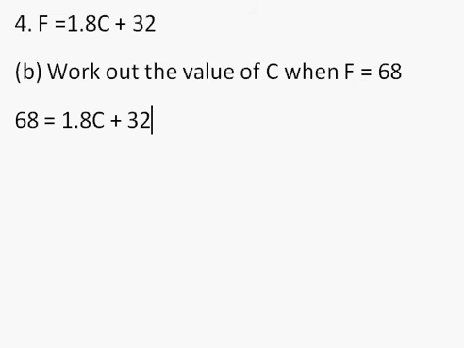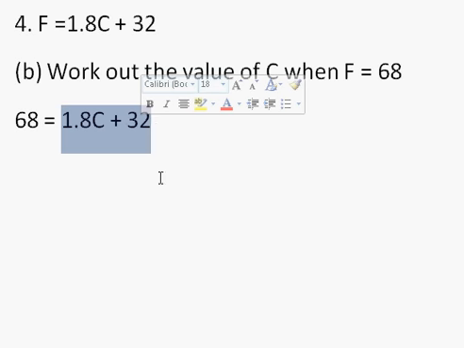So what we want is a final answer like c equals and then some value, some number. We need to know exactly what c is. So the first thing we do, to get c by itself, is to take 32 away from both expressions here, 68 and 1.8c plus 32.